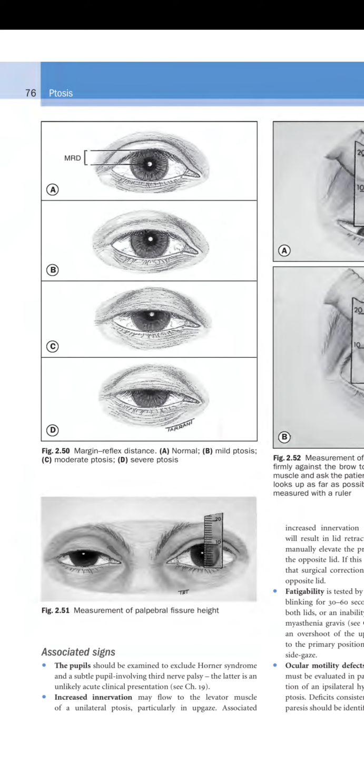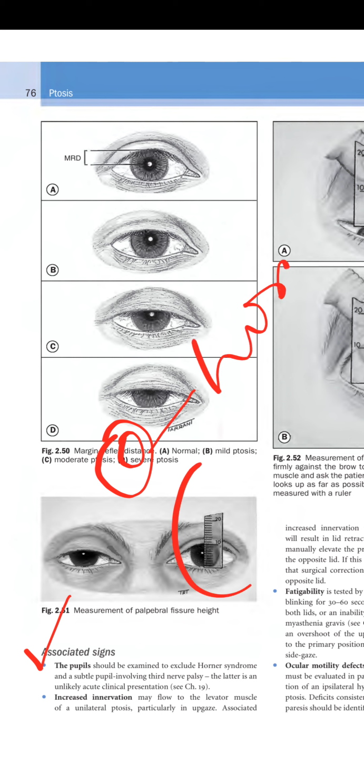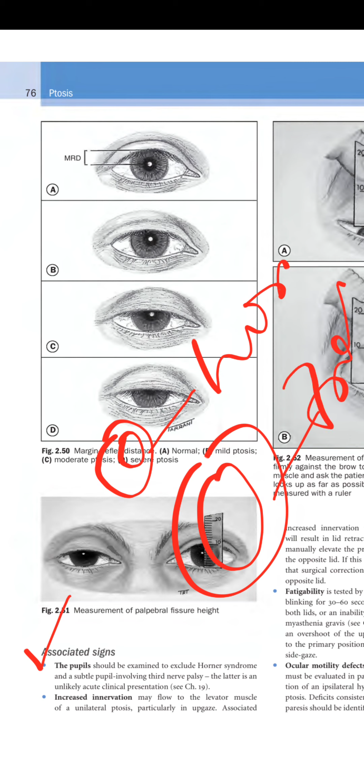So what happens in case of the pupil? Basically, if the pupil is smaller than normal, then it can be Horner syndrome, and if it is larger than normal, it can be due to the third nerve palsy. So that is why pupils are also examined in the ptosis.